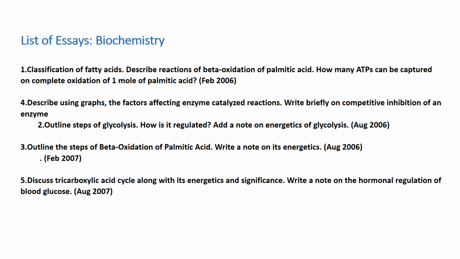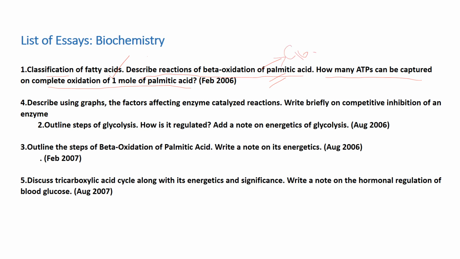Classification of fatty acids, and describe the reaction of beta oxidation of palmitic acid, and how many ATPs are generated in the complete oxidation of 1 mole of palmitic acid. So you can see that in a single question, three subtypes of questions are asked. For classification of fatty acids, you have to write simple lipids, derived lipids and complex lipids. And coming to the reaction of beta oxidation of fatty acid or palmitic acid, both are the same. Palmitic acid is specifically asked, so see it is C16.